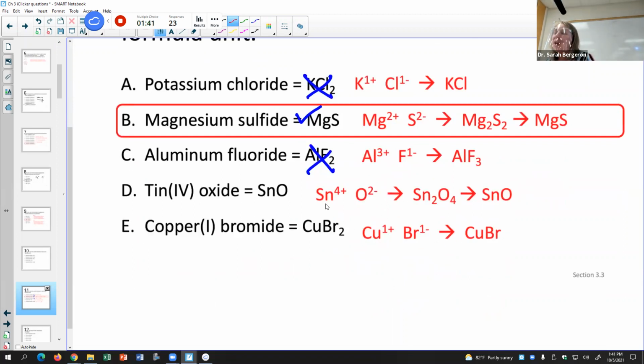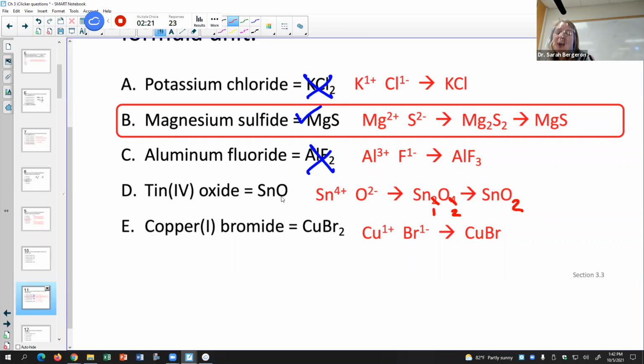Okay. Tin(IV) oxide. Sn is tin, so tin is one of those transition metals, right? So what do we have to do to get the charge? Look at the Roman numerals. That's where we get the 4. Oxygen is always going to be group 16 or group 6, so a charge of -2. So we get Sn2O4. Can we leave it like this? What does it reduce to? 2 divided by 2 is 1. 4 divided by 2 is 2. So what do we get?